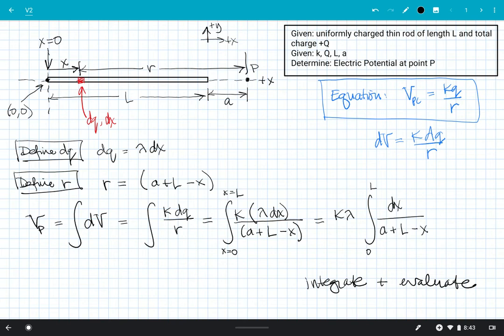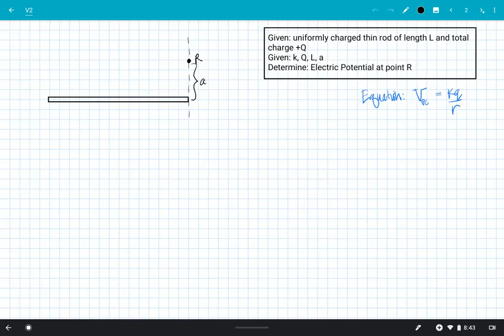So the next version of this problem that I just want to run through real quick is the same rod, okay, uniformly charged, total charge, positive big Q, fine. But now I'm looking at this different point here. So I'm looking at a point R that's above the end of the rod. So this is interesting. It's worth talking about, just because it's a little different. You've looked at it in E-field stuff too, right? But now we're looking at it with respect to potential.